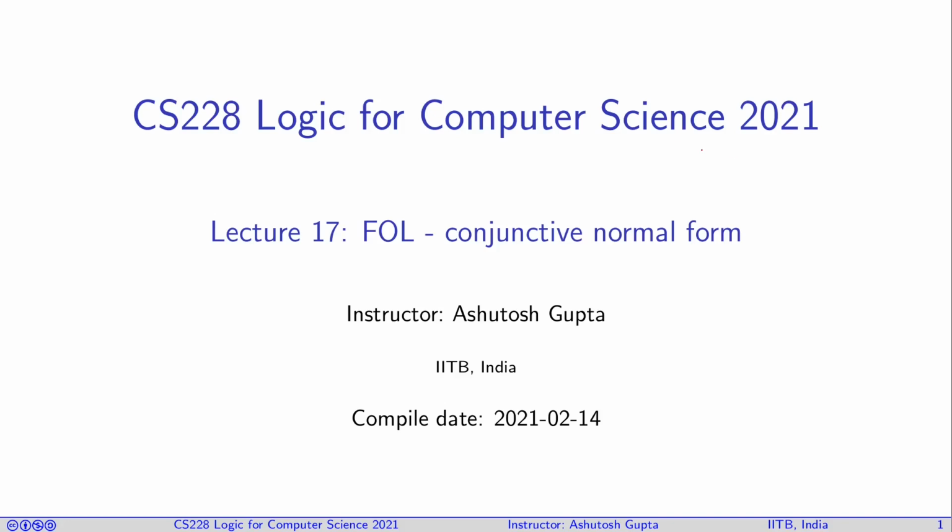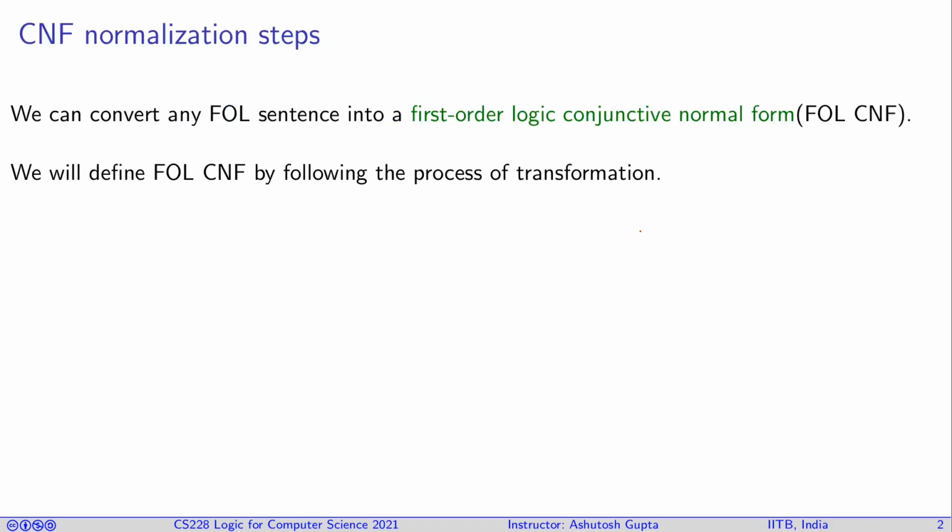Now we are going to present a conjunctive normal form for first order logic. So we can convert first order logic sentences into a form which is called first order logic conjunctive normal form. In short, it's written FOL CNF. This is very much like the CNF form of propositional logic, but we need to be more careful about quantifiers, variables, etc. So let's see how we define CNF.